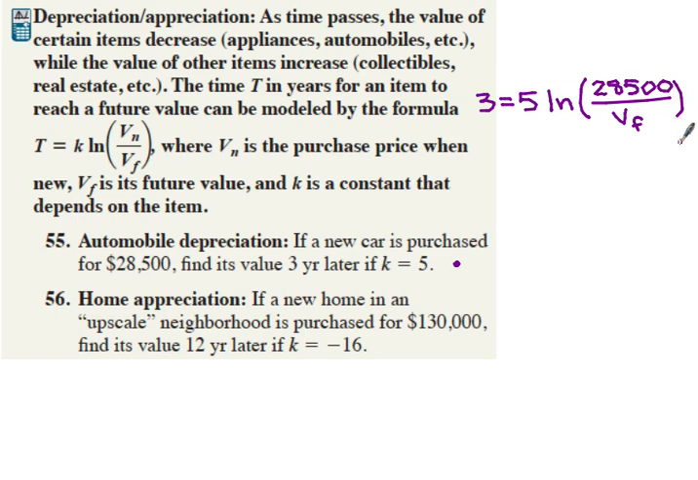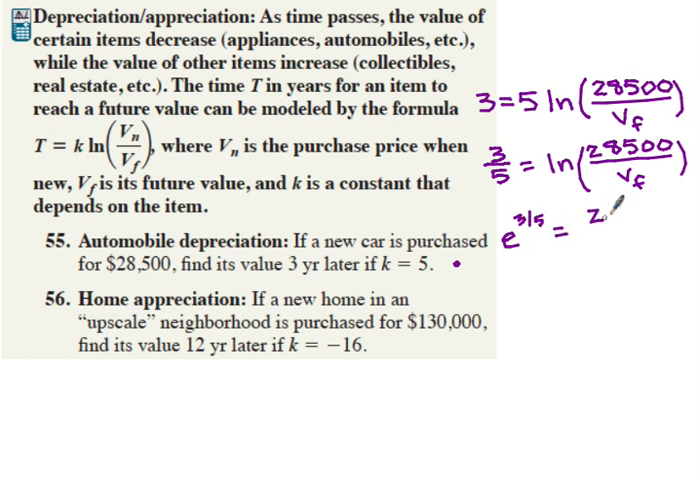Okay. So in this particular case, our variable is inside the log, so let's isolate it. We can divide by 5. So 3 divided by 5 equals our natural log. How do we undo a natural log? Go from logarithmic into exponential. What's going to be the base of that exponent? e, because we're dealing with natural log. Good. So we're going to end up with e to the 3/5 equals our 28,500 divided by our future value.